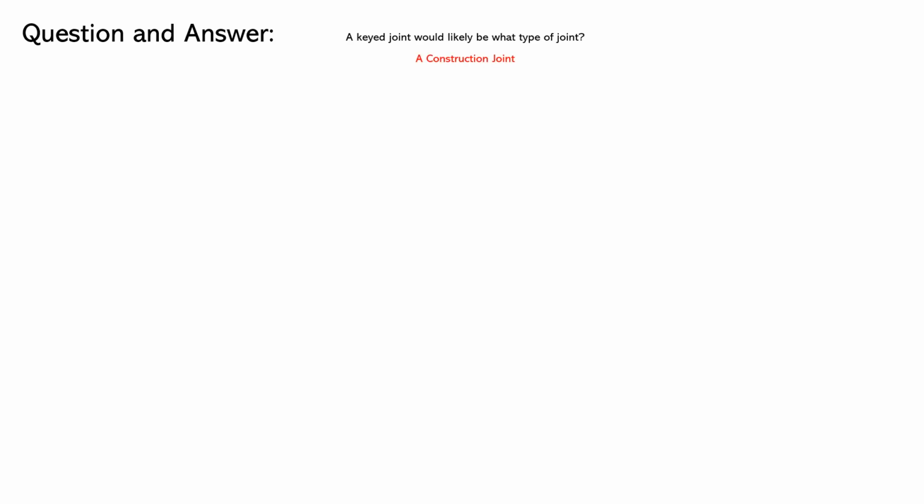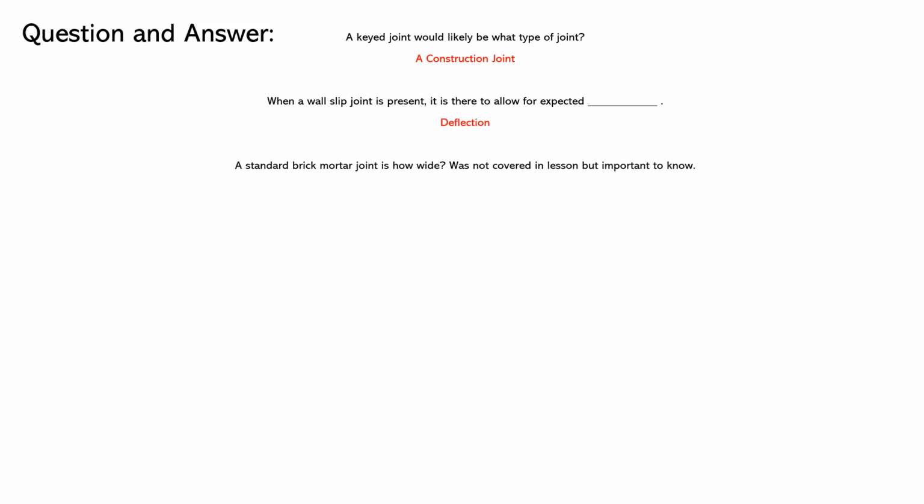All right, question and answer. A key joint would likely be what type of joint? It would be a construction joint. When a wall slip joint is present, it is there to allow for expected what? For deflection. A standard brick mortar joint is how wide? This wasn't covered in the lesson, but it's important to know. That would be 3/8 inch standard.